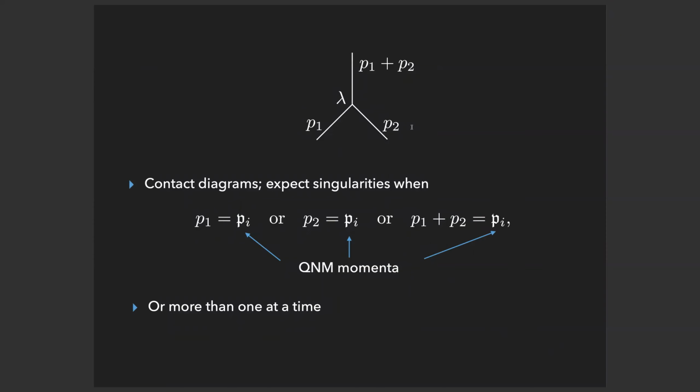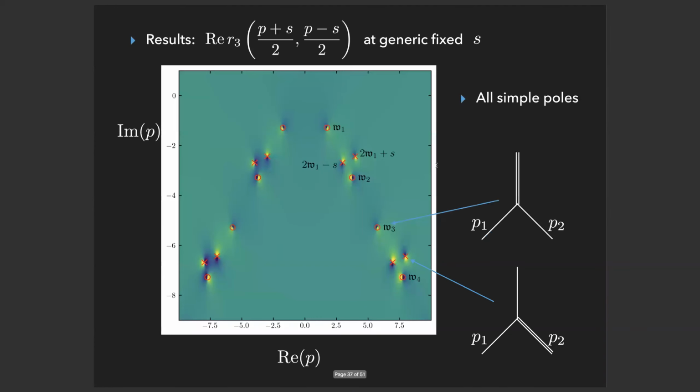So this pole structure is something you could have guessed anyway. Yes, you would have guessed these singularities in advance, and we're seeing indeed that that's what we're finding. One thing is we're not finding any additional singularities, only these. Not for 3 points. Maybe at 4 points there'll be more things, but I'm not sure. We didn't compute 4 points.